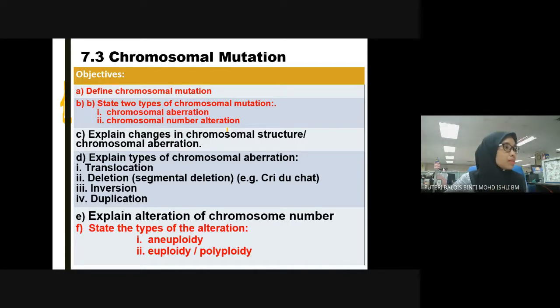Right? Saya nampak Fatin tadi angkat tangan. Fatin nak tanya apa? Fatin. Tak ada suara ni. Fatin ada tanya soalan ke tadi? Dia angkat tangan. Tak ada, saya proceed kepada dua objektif ni sahaja.